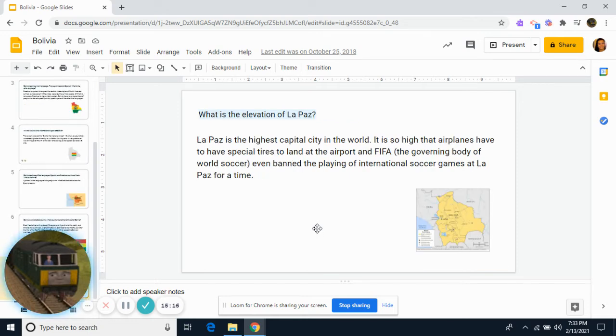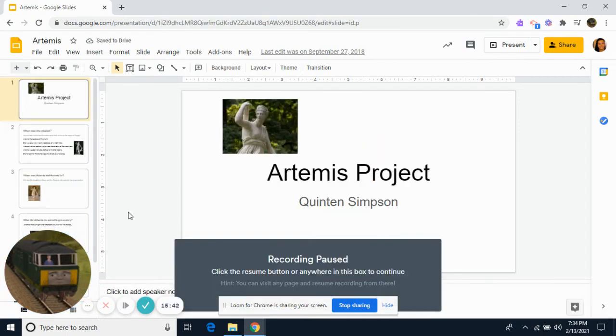What is the elevation of La Paz? La Paz is the highest capital city in the world. It is so high that airplanes have to have special tires to land at the airport. FIFA, the governing body of world soccer, even banned the playing of international soccer games at La Paz for a time, like a long time. Okay, that was it.